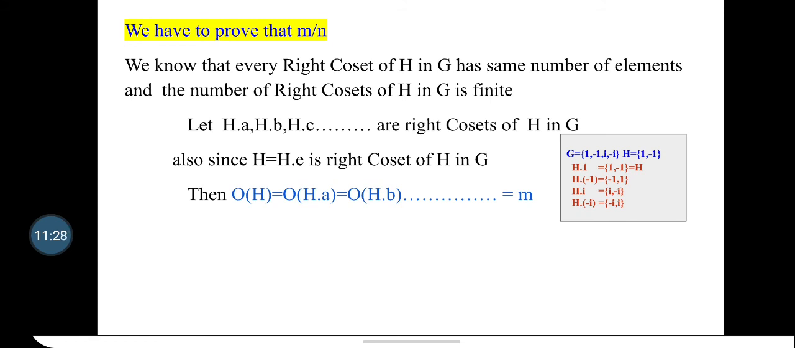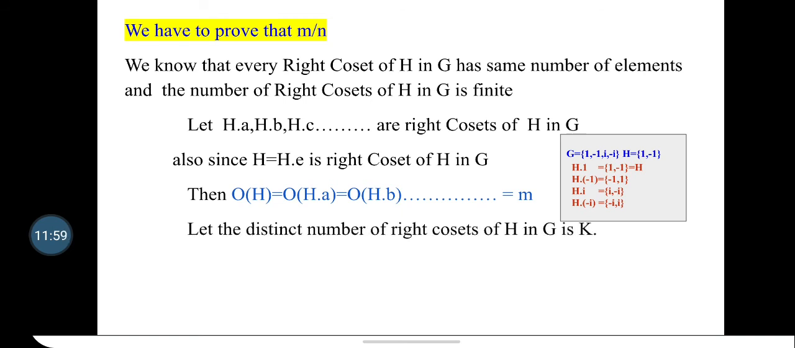Next one, H into 1, 2 elements. H into minus 1, 2 elements. H into i also contains i and minus i, 2 elements. Similarly, all the right cosets contain the same number of elements, which is equal to M. M is nothing but the order of the subgroup. 1, minus 1 is the subgroup. If you take the example, order of H is 2. Similarly, the number of elements in the right cosets is also the same.